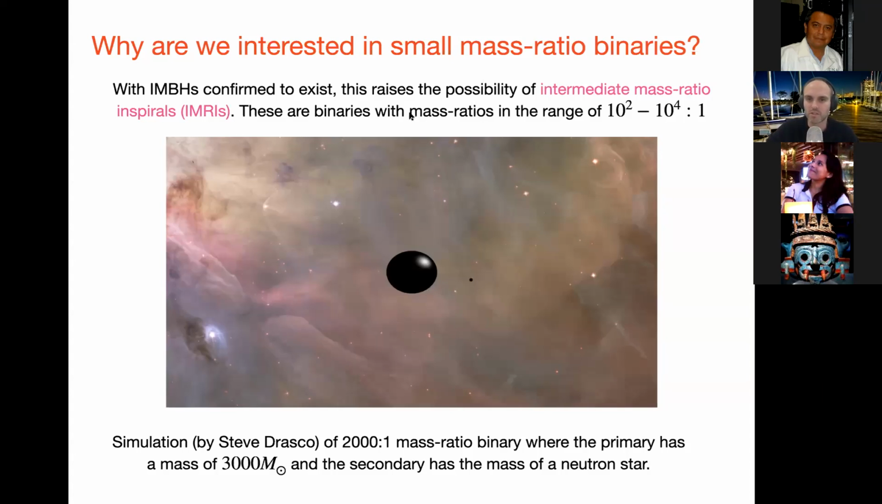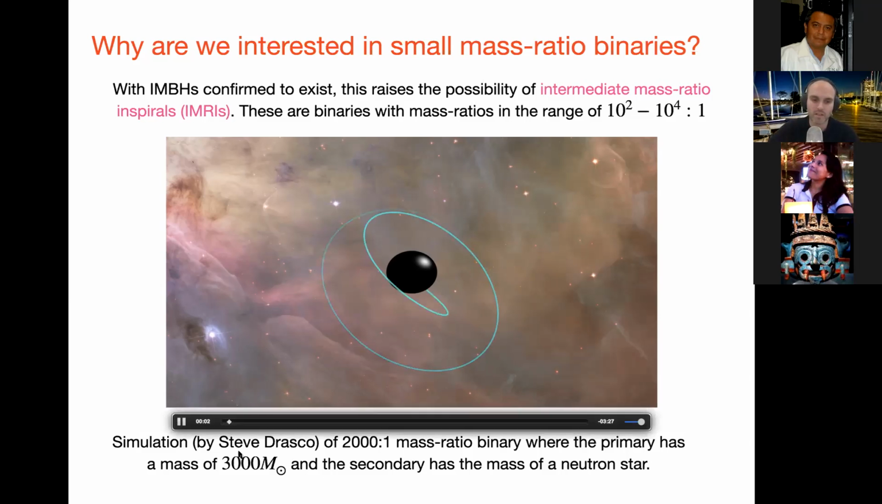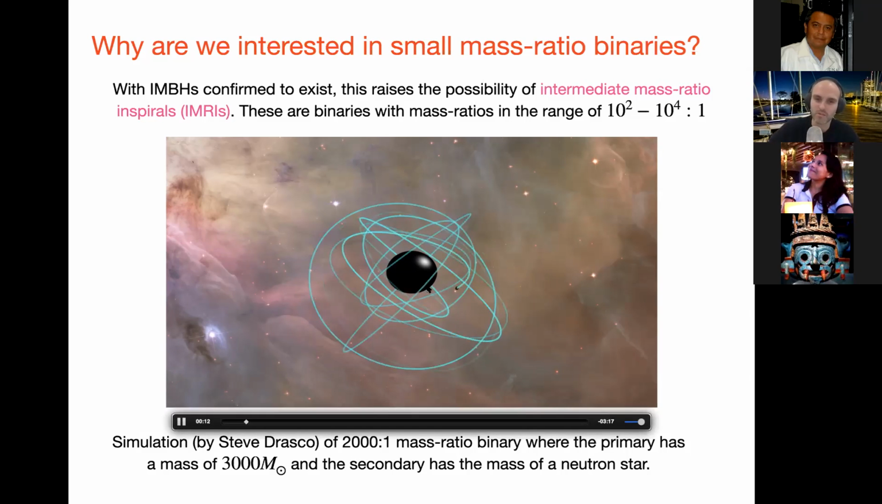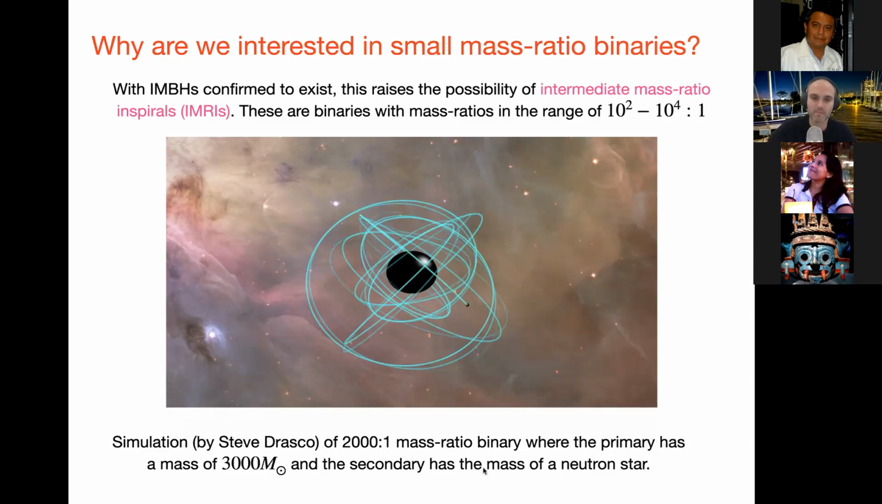And these are binaries where the mass ratio is in the range of 100 to 10,000 to 1. Here I'm showing a simulation that was made by a colleague of ours, Steve Drasko. This is showing a 2,000 to 1 mass ratio binary, and this simulation is shown in real time. If you were able to see the system, obviously you wouldn't see this trail, but you would see this black hole and this small dot going around it, moving at a substantial fraction of the speed of light.